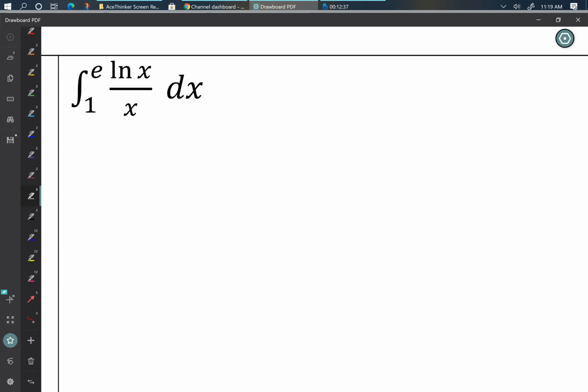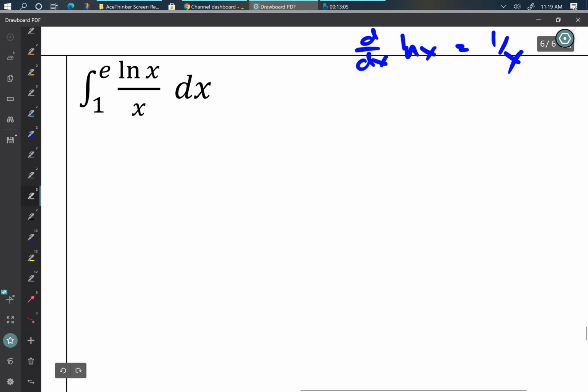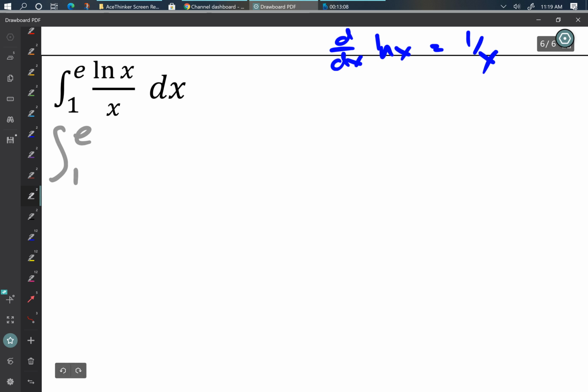Now, this is a really challenging one because I don't see composition anywhere. So I don't know what to do. But I think I see something. I remember this. Do you remember this? The derivative of the natural log of x is 1 over x. And I kind of see that hiding in there. So I'm going to rewrite this integral. Not substitution, just rewriting it. And I think I see everything I need to see now to make this work.